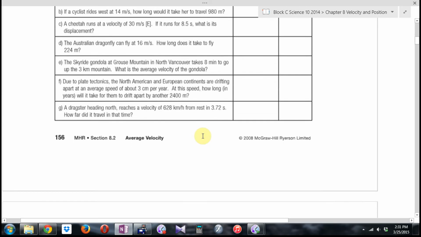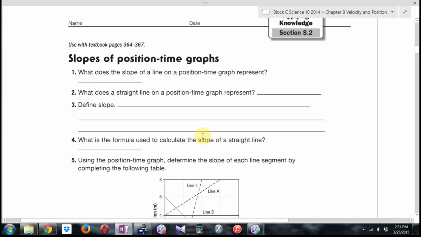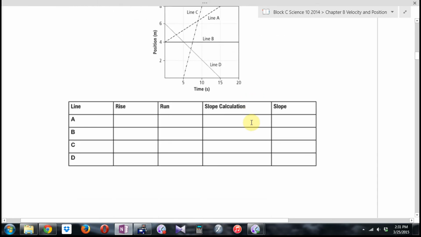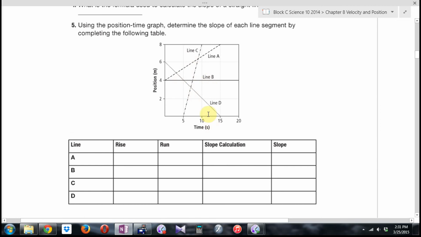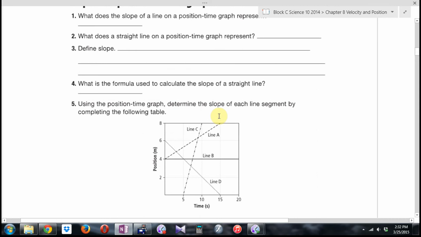Then we're reviewing some of the graph stuff. What does the slope of a line on a position versus time graph represent? What was it, Max? Velocity. I'll let you think about some of this. This was from before spring break, but you're doing lots of rise over run calculations. For this chart here, if you can get straight to the slope without listing the rise and the run separately, if you're that good, Ty, feel free. You're going to be finding the rise and the run of line A, line B, line C, and line D. I think you can do everything on this page.